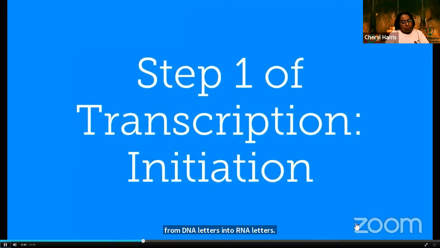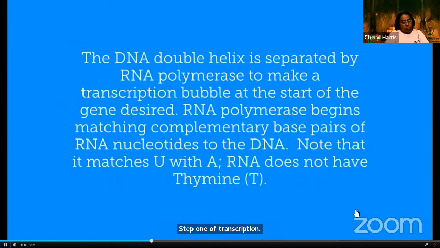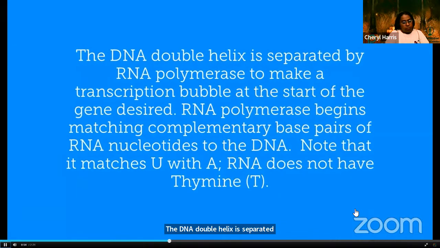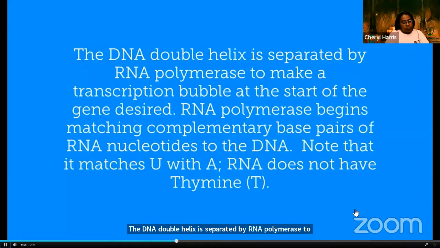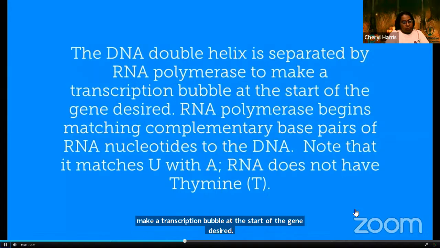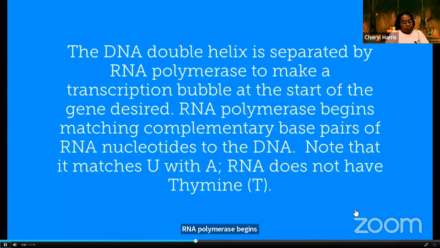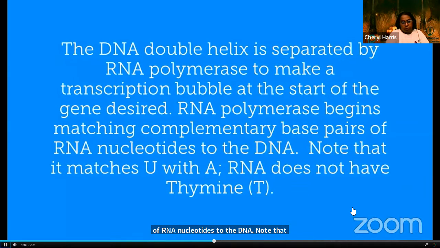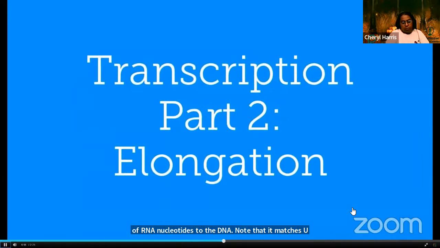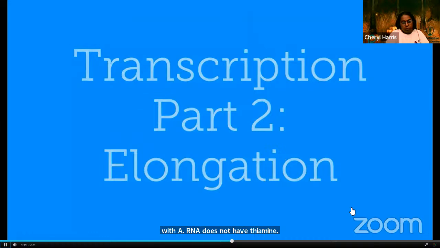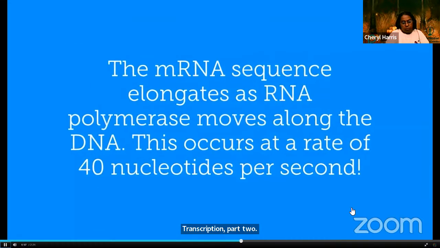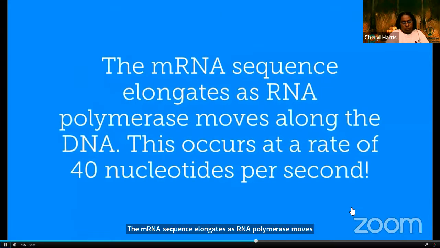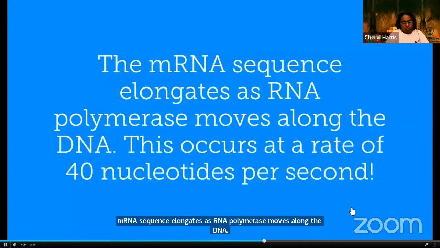Step 1 of transcription, initiation. The DNA double helix is separated by RNA polymerase to make a transcription bubble at the start of the gene desired. RNA polymerase begins matching complementary base pairs of RNA nucleotides to the DNA. Note that it matches U with A. RNA does not have thymine. Transcription Part 2, elongation. The mRNA sequence elongates as RNA polymerase moves along the DNA. This occurs at a rate of 40 nucleotides per second.